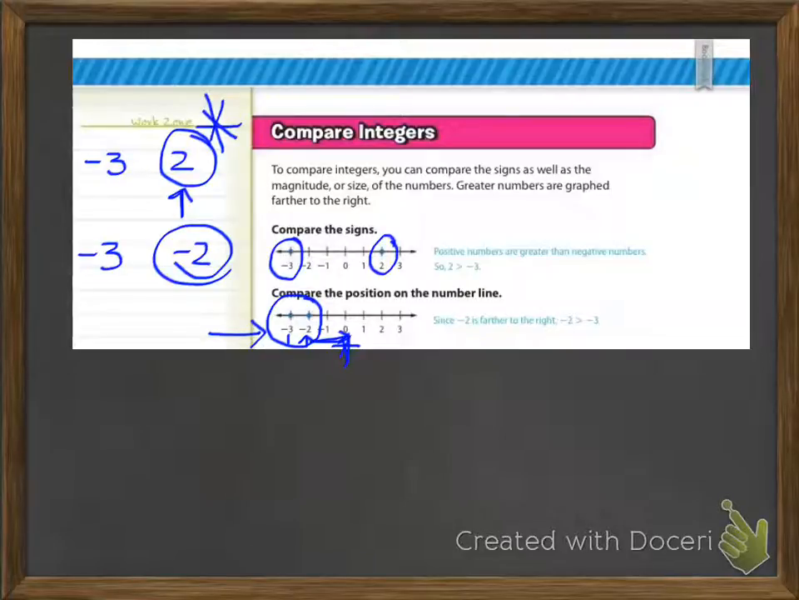And then we would be using symbols here, so we would say negative 3 is less than negative 2, or if we had it written the other way, we would say negative 2 is bigger or greater than negative 3. And we'll be talking more about that as we go through this lesson.